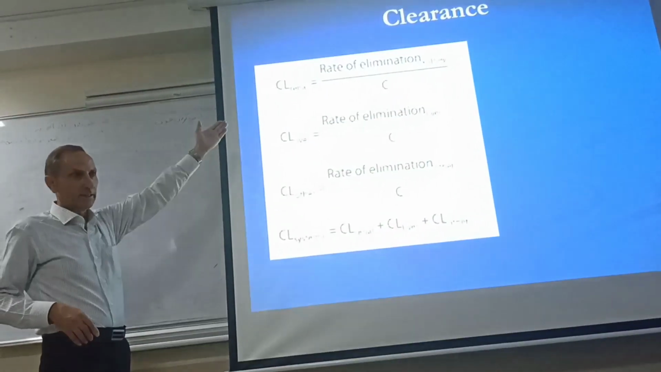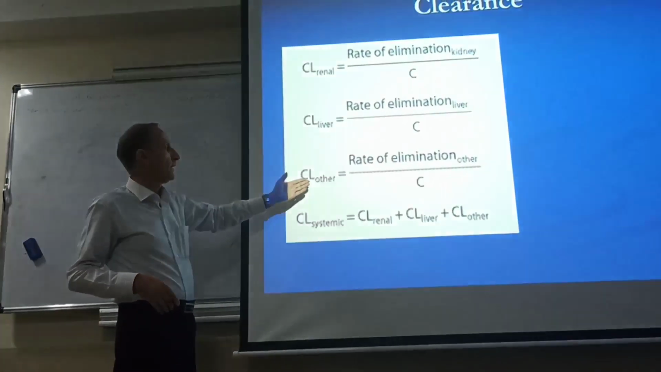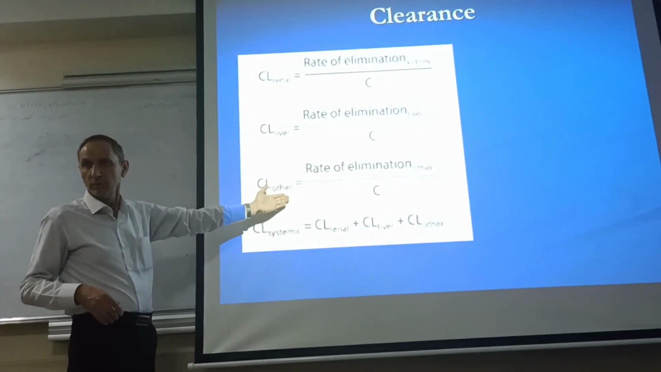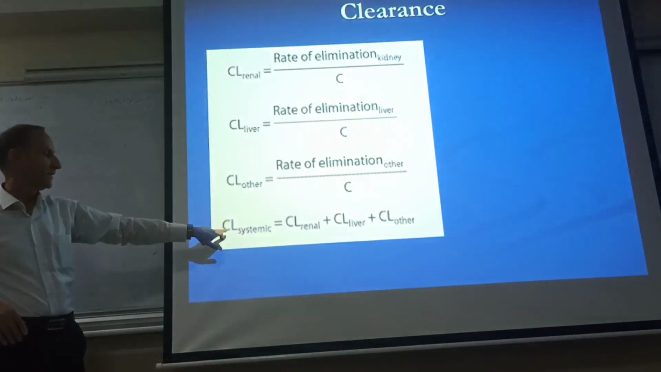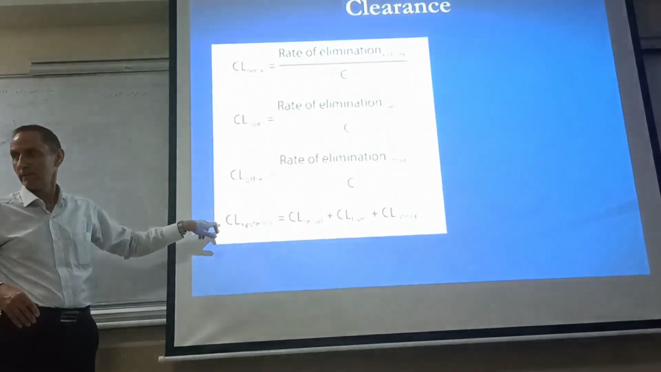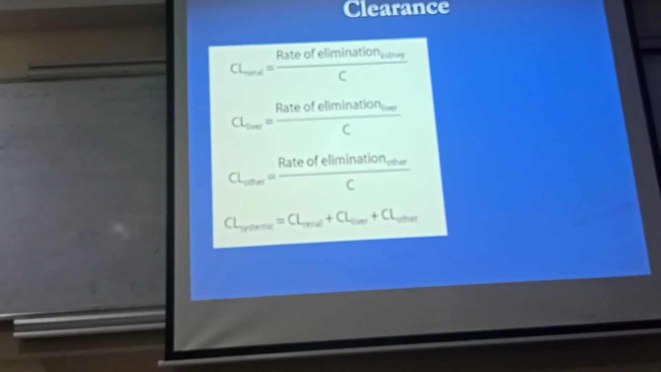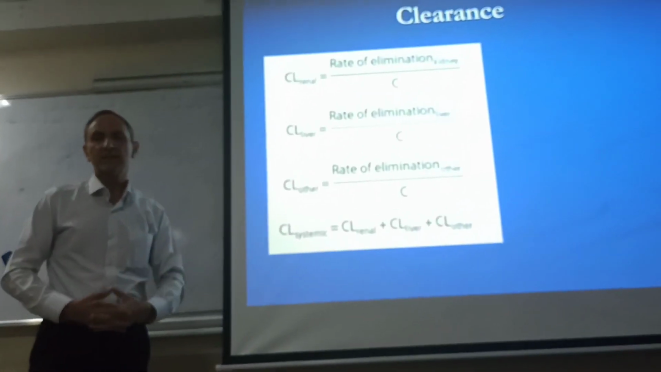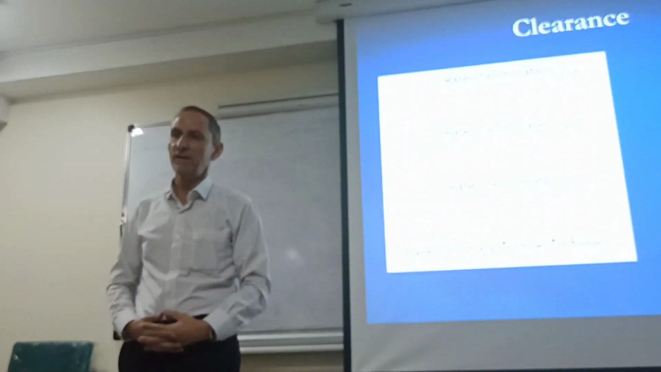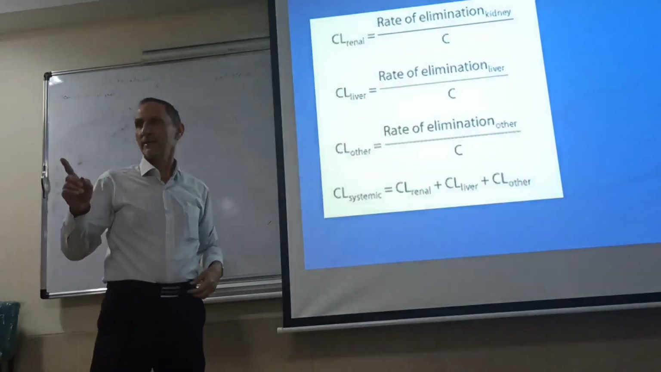We have renal clearance, liver or hepatic clearance, clearance from other routes, and the sum of all of them is systemic clearance. For some drugs, for example, gentamicin, we say that clearance for gentamicin is about 98 to 99 percent from kidneys. So we have renal clearance.